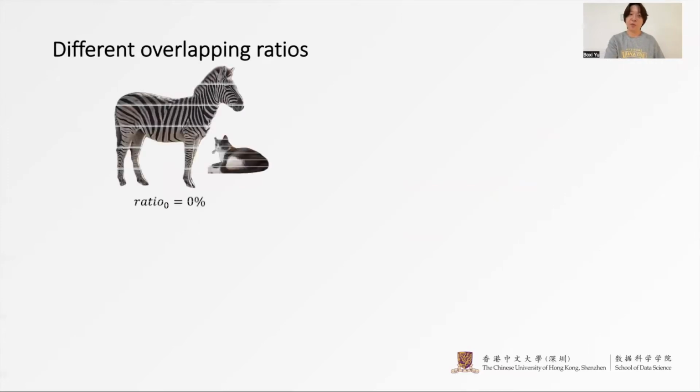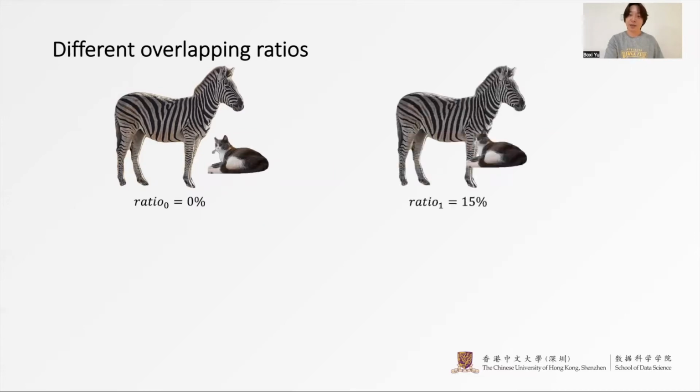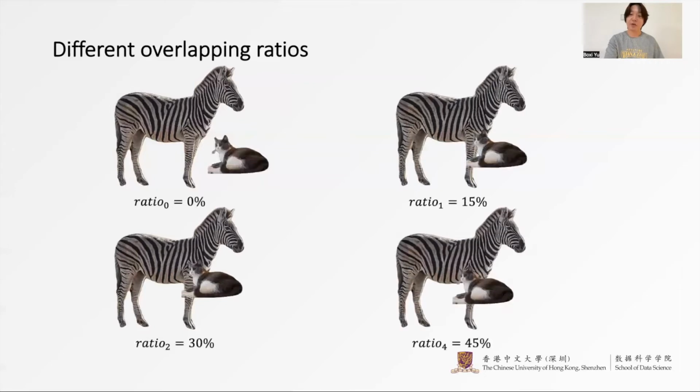And to give a more comprehensive testing of the image captioning system, we use different overlapping ratios. For example, 0% and 15% overlapping ratio, and 30% and 45%.